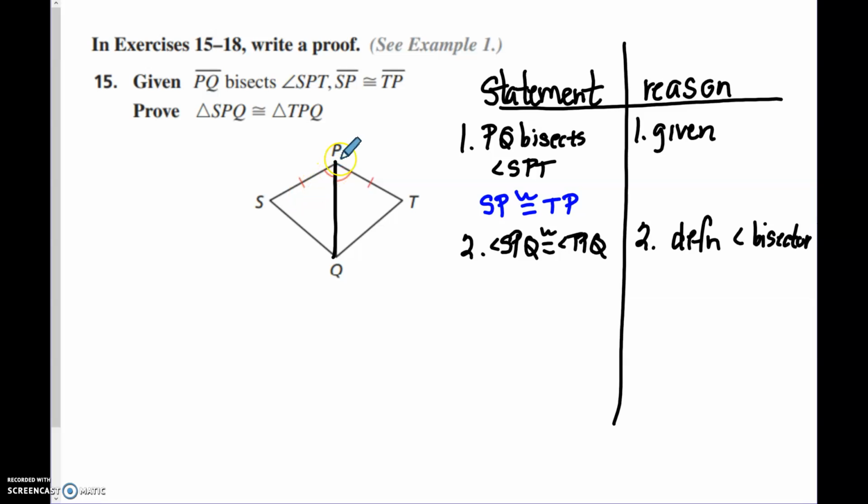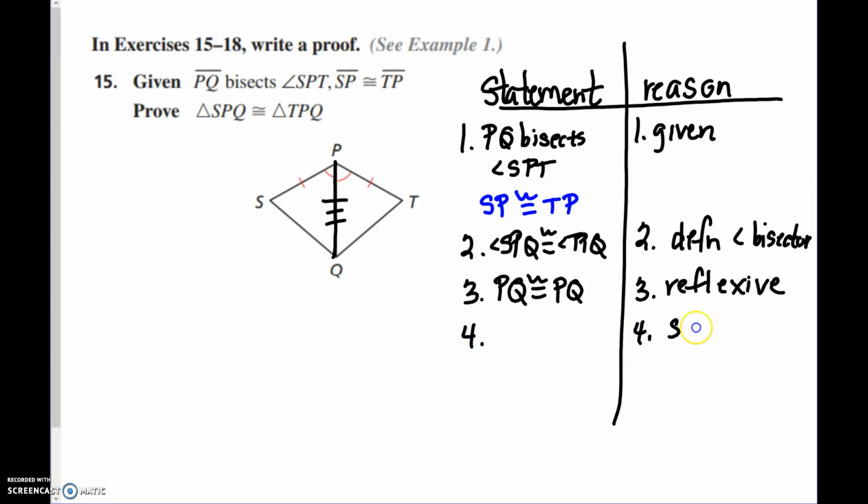So now we have a side and an angle congruent. Is there anything else that we can get congruent in here? And another thing that we can say in here is that PQ is congruent to PQ. And what's the reason we can say that? Because that is the reflexive property of equality. So now we can get this side congruent to itself. So now it looks like we've got side, angle, side as the reason here as to why triangle SPQ is congruent to triangle TPQ. All right, so we need to get three things congruent here.